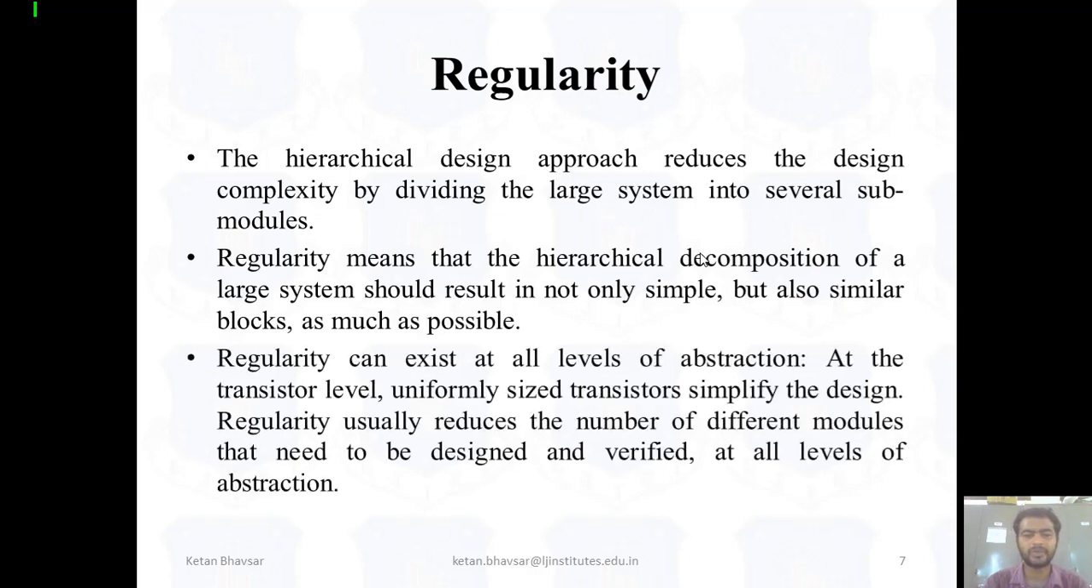Now let us understand this concept. Regularity can exist at all levels of abstraction. At the transistor level, uniformly sized transistors simplify the design. Regularity usually reduces the number of different modules that need to be designed and verified at all levels of abstraction.